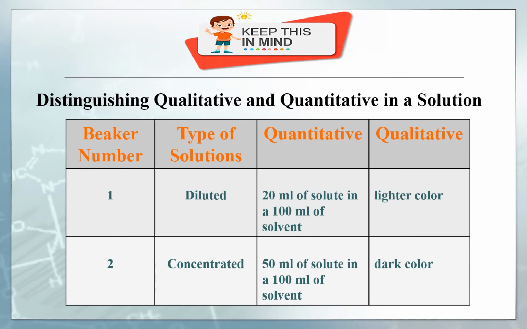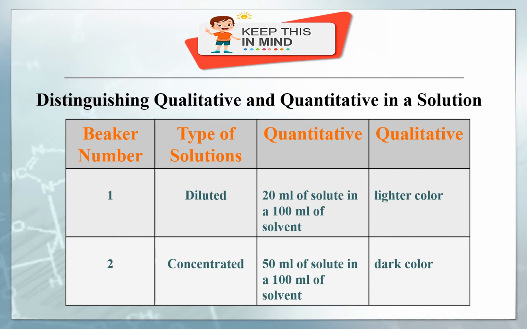Let us distinguish qualitative and quantitative in a solution. Beaker number 1 and beaker number 2. The type of solution for beaker number 1 is diluted, and beaker number 2 is concentrated. The quantitative description is 20 ml of solute in 100 ml of solvent, that is for diluted or beaker number 1. And the qualitative describes it as lighter color.